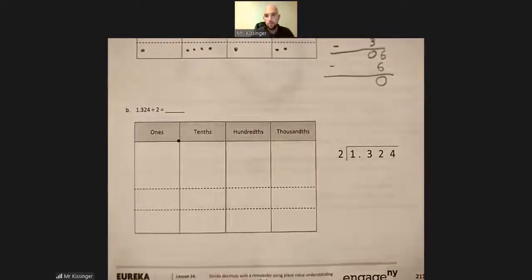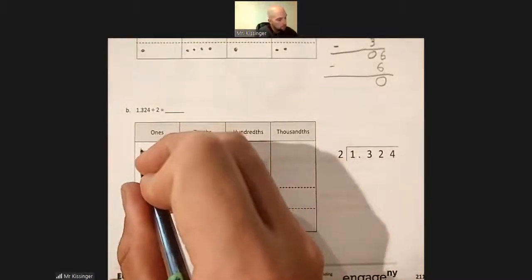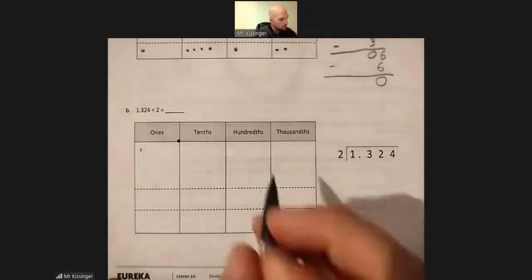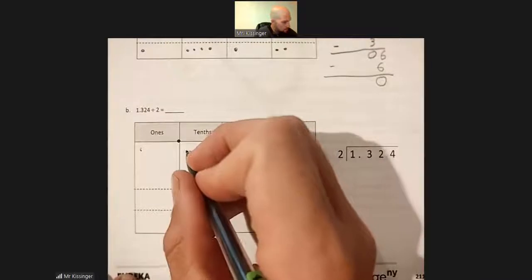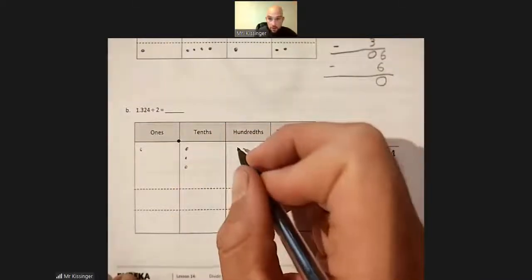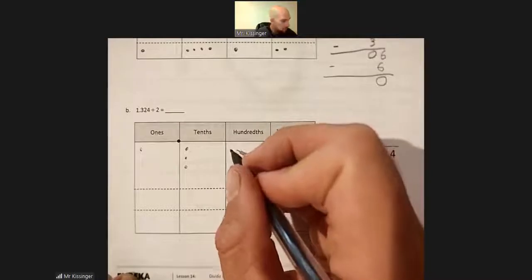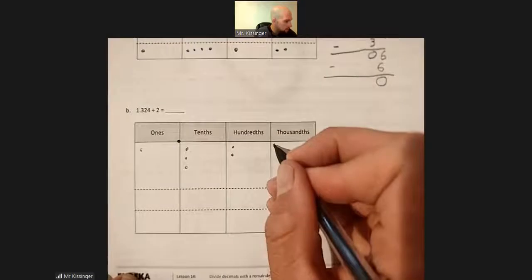So we have 1 and 324 thousandths divided by 2. So we have 1 in our ones, in our tenths we have 3, in our hundredths we have 2, and in our thousandths we have 4.